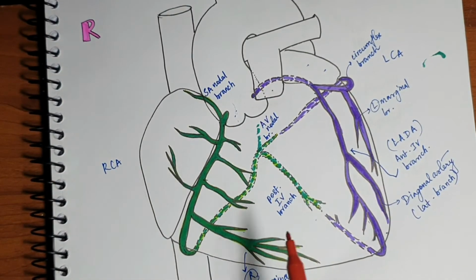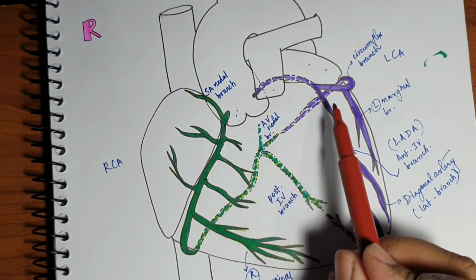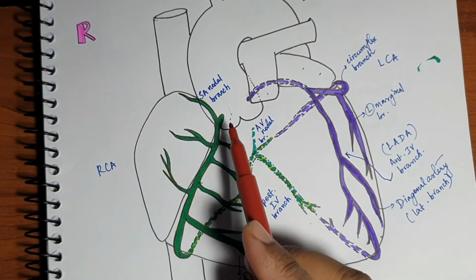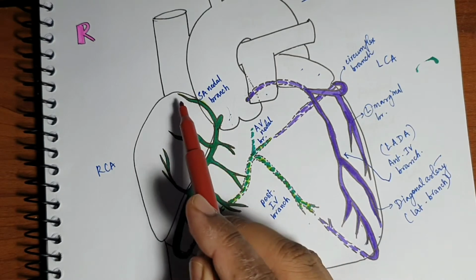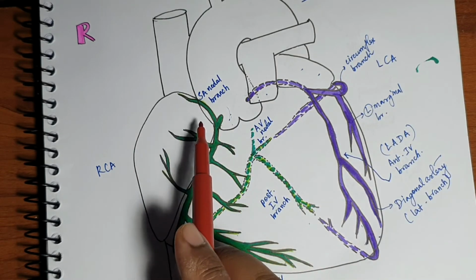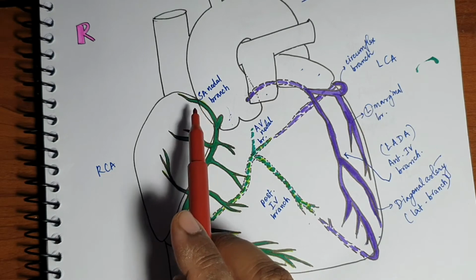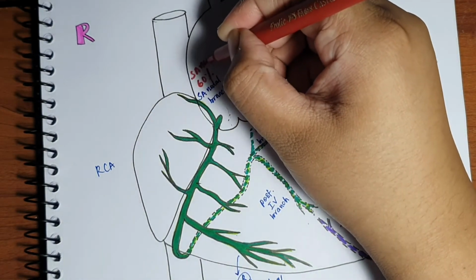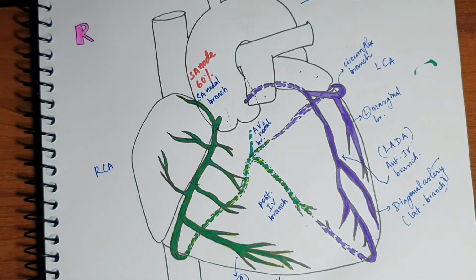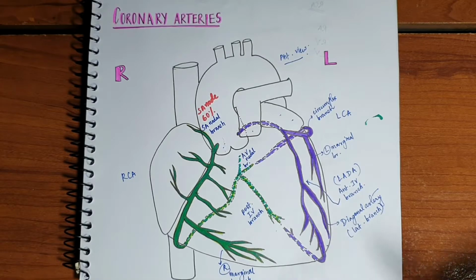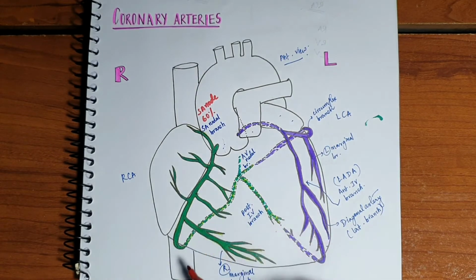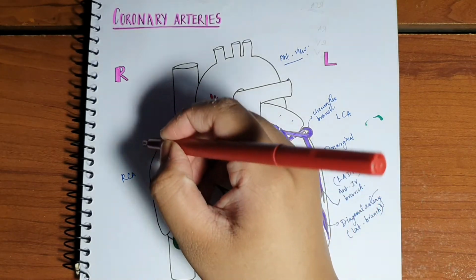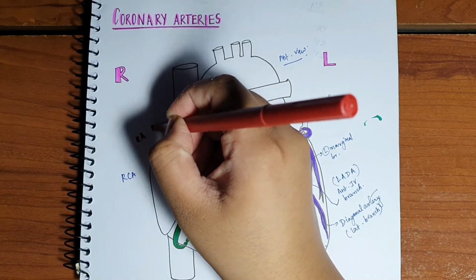Now, what parts of the heart do each of these coronary arteries supply? We'll start with the right coronary artery. Now the right coronary artery is sending a branch to the SA node, and this supplies the SA node in 60% of the people. So we have the SA node being supplied by the right coronary artery. And the right coronary artery is also supplying the right atrium and the right ventricle. So we'll add the right atrium, the right ventricle.